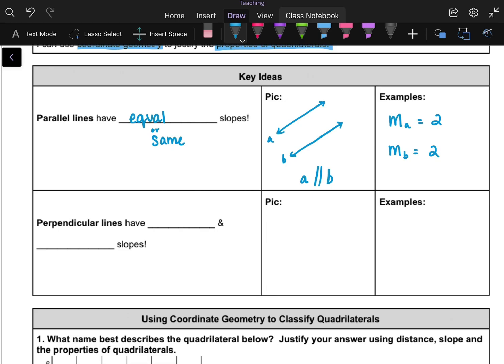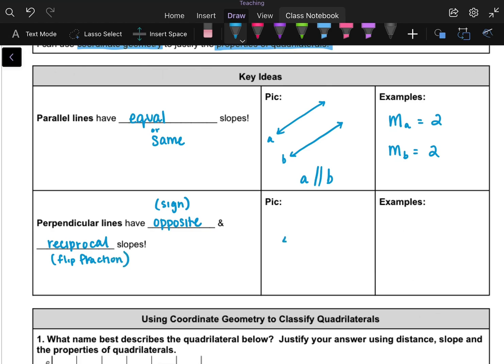Right, perpendicular lines have opposite reciprocal slopes. So opposite and reciprocal slopes. So remember that opposite means we change the sign, and then reciprocal just means that we flip the fraction that we have.